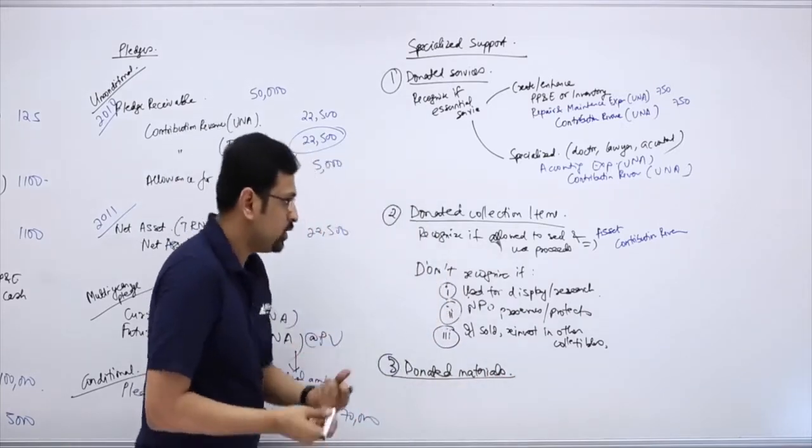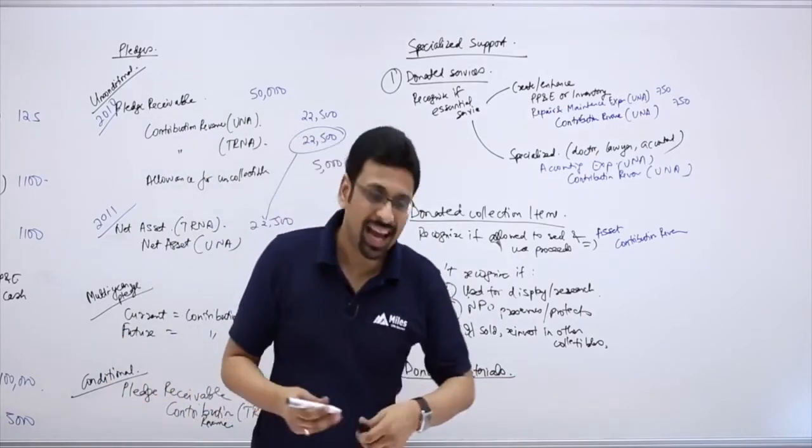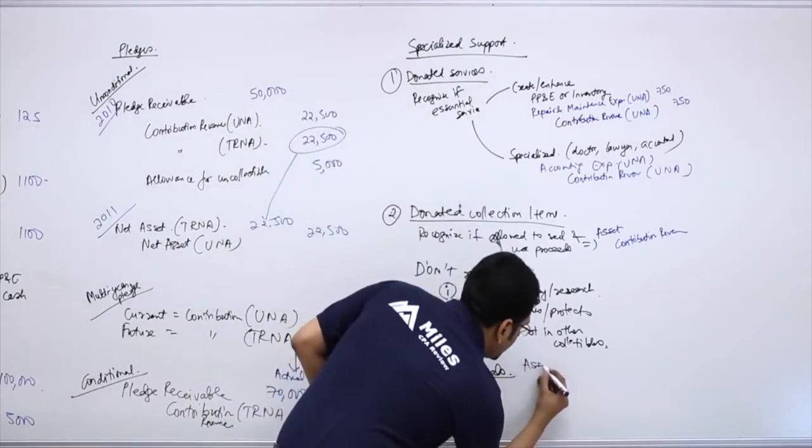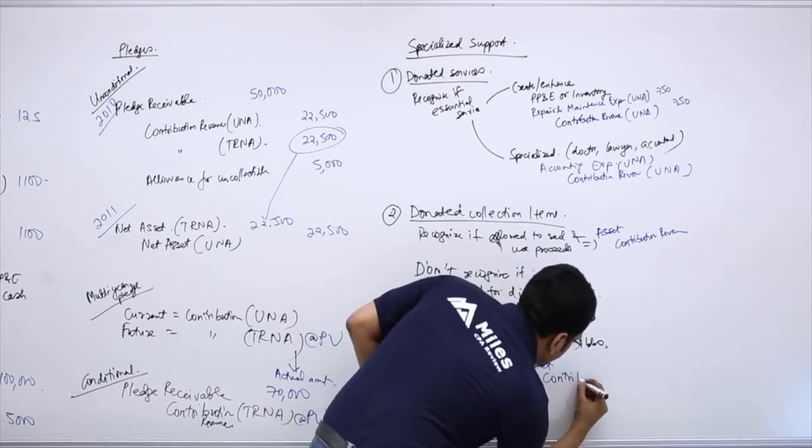So if the NPO is getting donated materials, gifts in kind, the journal entry is asset or the material debit, and contribution revenue credit.